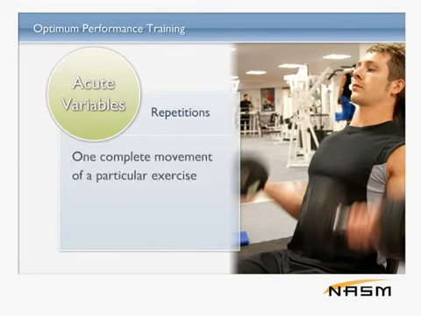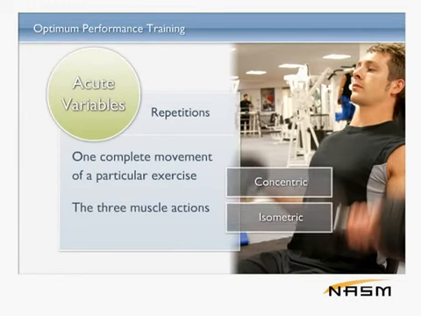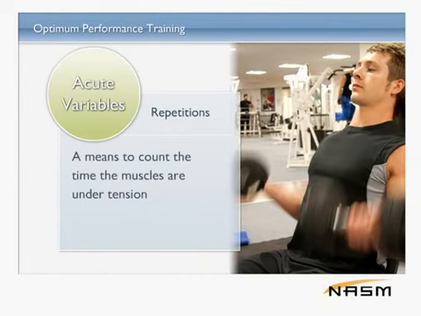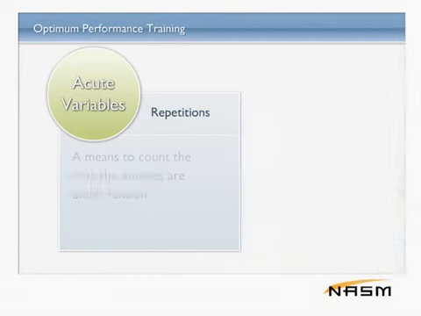A repetition is one complete movement of a particular exercise. Most repetitions will involve the 3 muscle actions, concentric, isometric, and eccentric. Repetitions are simply a means to count the number of movements performed in a given amount of time. They can therefore be a means to count the time the muscles are under tension.